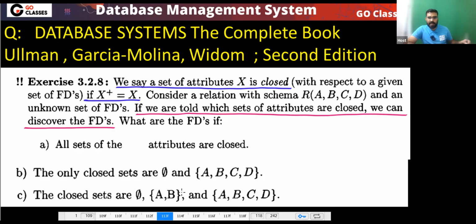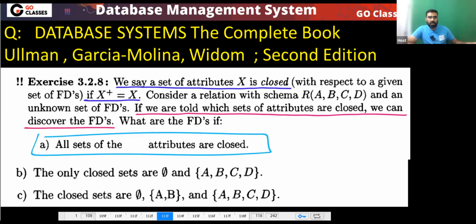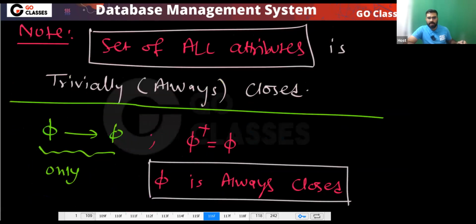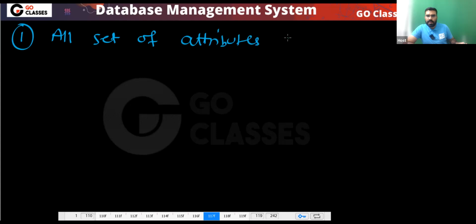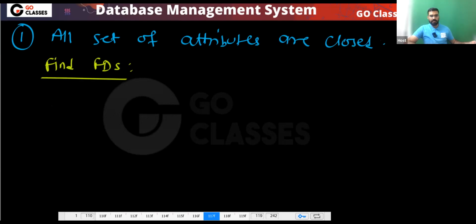Can we find functional dependencies if all sets of attributes are closed? What is the question saying? The question is saying that all sets of attributes are closed, right? Now you find the functional dependencies. You can notice that all the sets of attributes are closed.